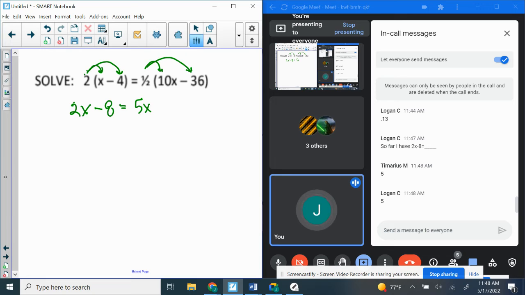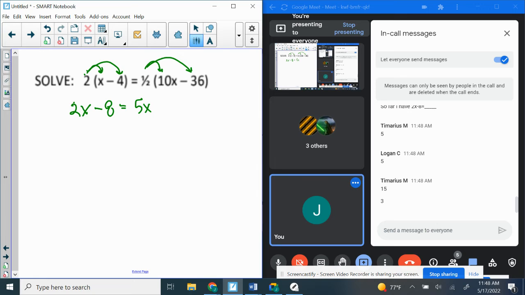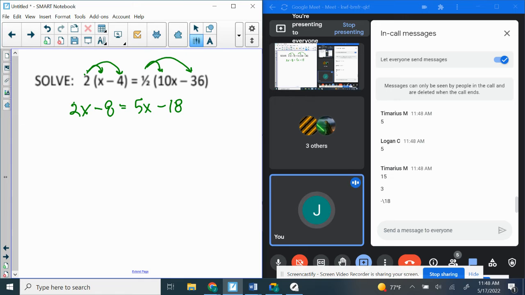Now, if you can't do that without a calculator, maybe 30 is easier. Half of 30 is what? Right, and then half of 6 is what? And if I put those together, that means I have a negative 18. And that's just a way to, like, 30 is a little easier, and then do the 6 part and then add those two together. So now I'm going to let you keep going and see if you can solve it from here.